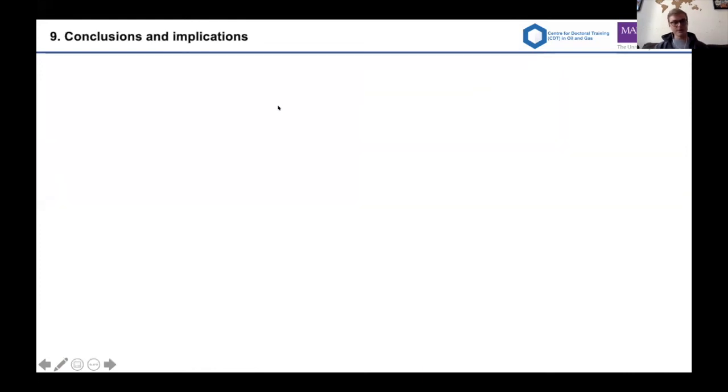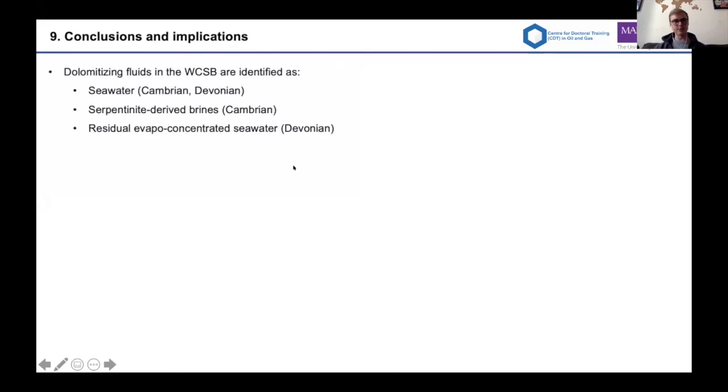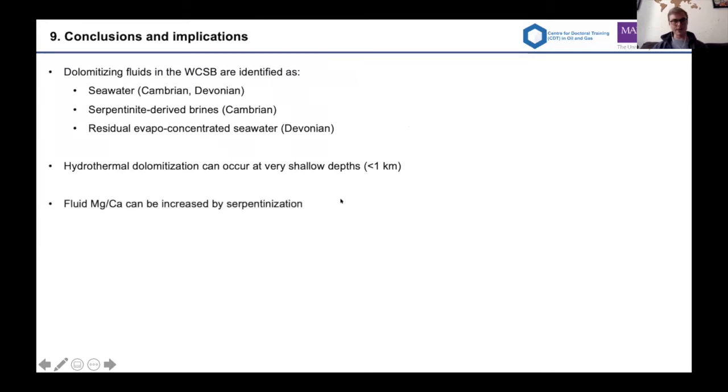So really, what are the conclusions and implications for this? First of all, the studies have found that dolomitizing fluids in the WCSB are identified as seawater in both the Cambrian and Devonian. Serpentinite-derived brines are present in the Cambrian, and then we also have residual evaporatively concentrated seawater during the Devonian. It's also recognized that hydrothermal dolomitization can occur at very shallow depths, and that the fluids' magnesium-calcium ratios can be increased by serpentinization.